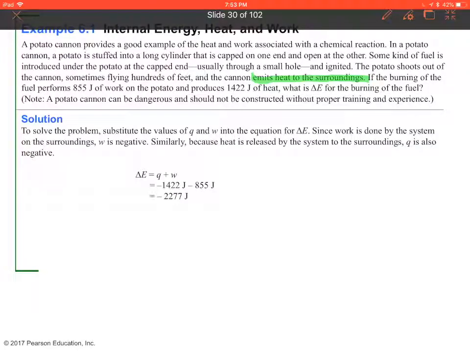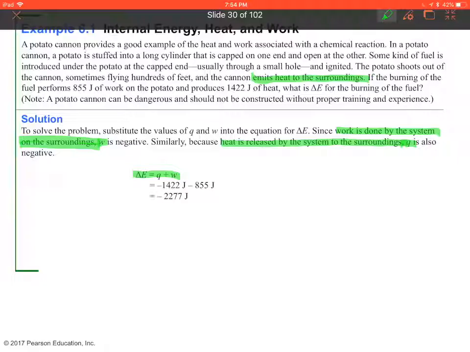Okay, so to solve the problem, substitute the values of Q and W in the equation for change in energy. Since the work is done by the system on the surroundings, the W is going to be negative. Similarly, because the heat is released by the system to the surroundings, Q is also negative. The reason that W is negative is because work is done by the system. What's happening? It's shooting the potato. Similarly, because heat is released by the system to the surroundings, Q is also negative.